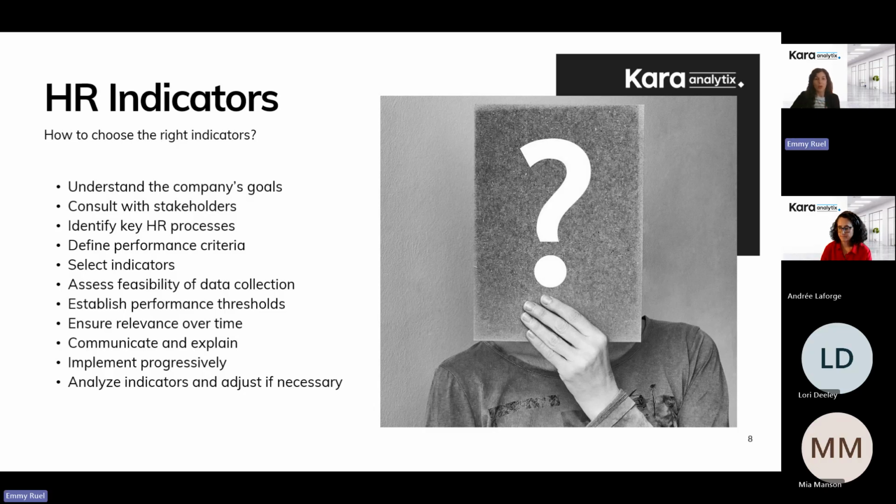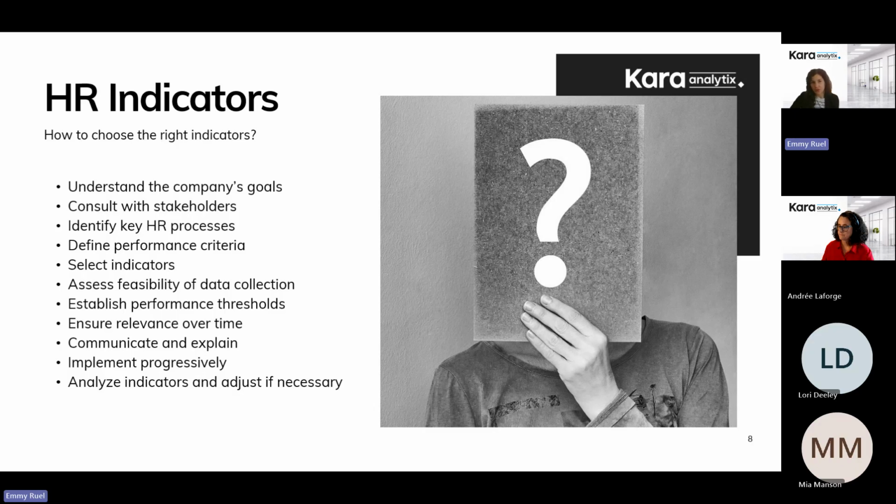So what do you need? Once it's done, now you can select the right KPIs that you need. These ones will be directly aligned to the HR processes you have identified in step 4. So here you will choose the specific indicators that measure the objectives you have identified.